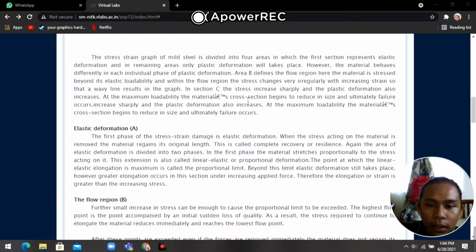In section C, the stress increases sharply and the plastic deformation also increases. At the maximum loadability, the material cross section begins to reduce in size and ultimately failure occurs.